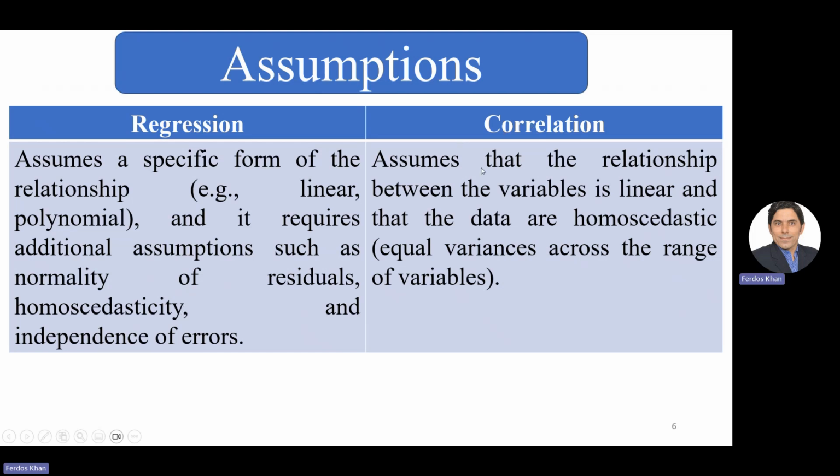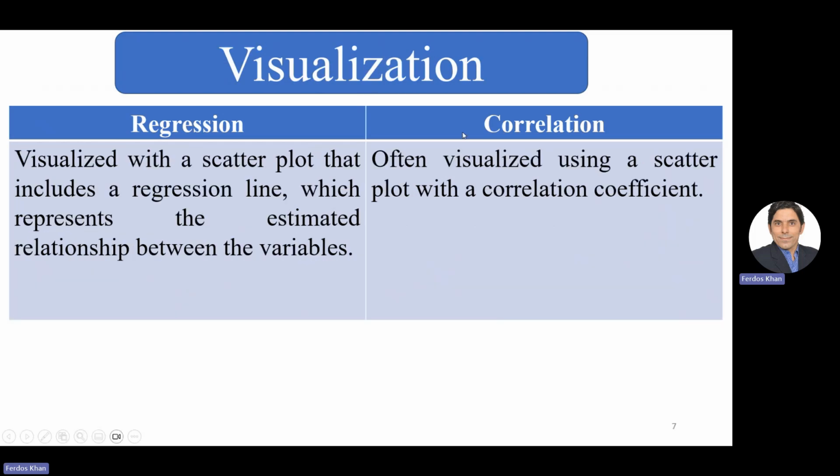On the other hand, correlation assumes that the relationship between the variables is linear and that the data are homoscedastic, meaning equal variance across the ranges of the variables. So the assumption is that the relationship is linear, and the data is homoscedastic, meaning that for different ranges of the data, the variance is the same. So this is another difference between the two concepts.